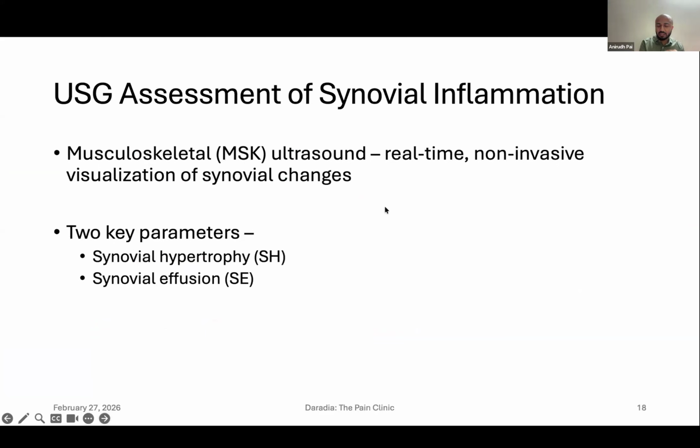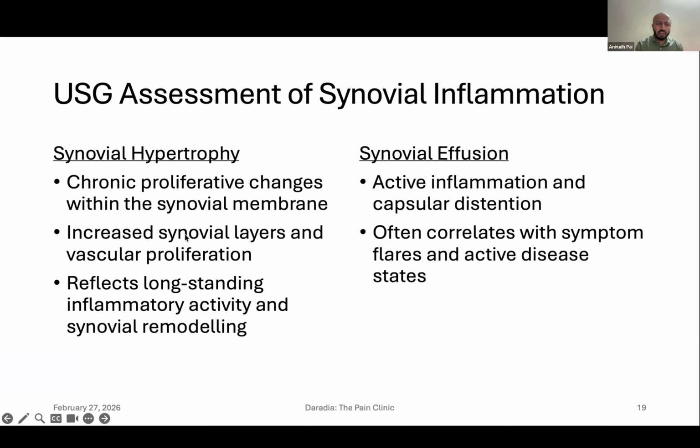So that's what was done in this paper. Musculoskeletal ultrasound allows real-time assessment of synovial hypertrophy and effusion. These represent the chronic and active inflammatory phenotypes. So two key parameters are noted, that is synovial hypertrophy, which is written as SH in this paper, and synovial effusion, that is SE. Synovial hypertrophy reflects the chronic proliferative changes within the synovial membrane.